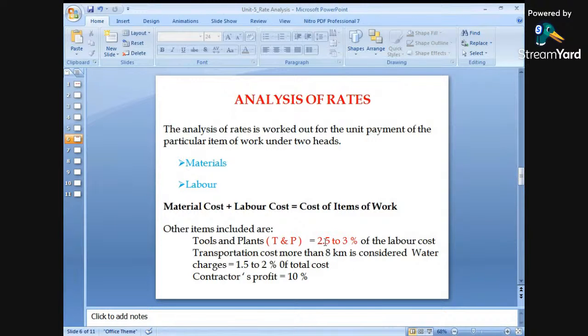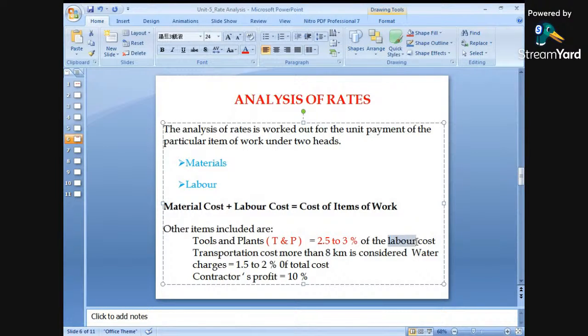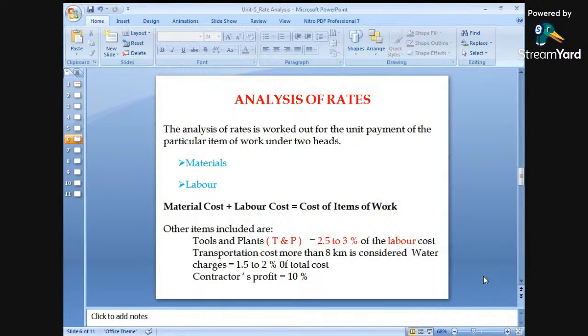So how much cost will be deducted from the labor cost? It will be in the percentage of 2.5 to 3% from the labor cost, because it is very important, because we are reducing the work of a labor. Okay? Therefore, it is to be taken from the labor cost, 2.5 to 3%.